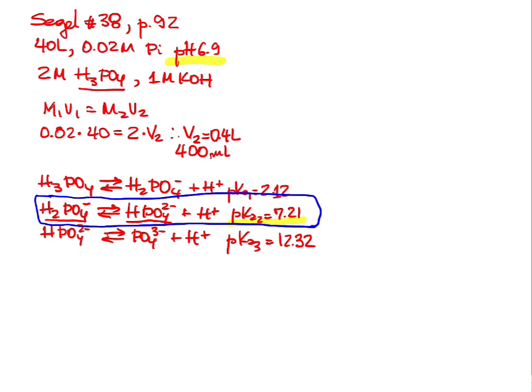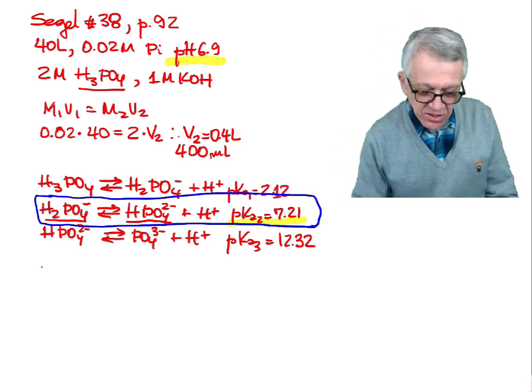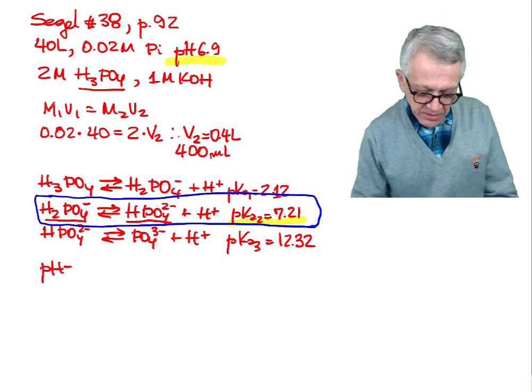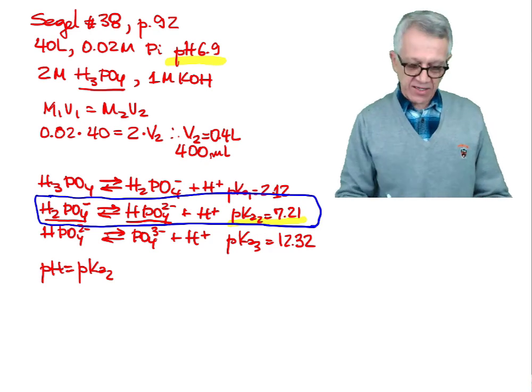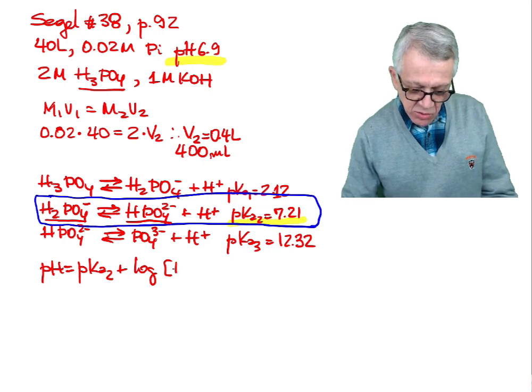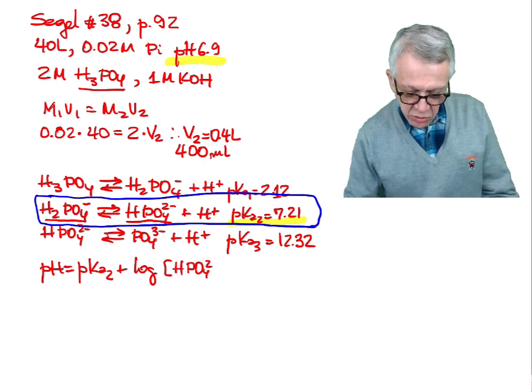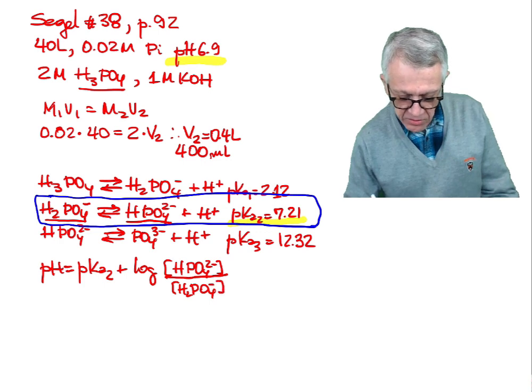How do you go about finding the concentrations of these species? We have an equilibrium here. We know the pH, and we know the pK for this equilibrium. This is a very simple application of the Henderson-Hasselbalch equation, which in this particular case would be pH equals pKa2, right? Because it's the second step of the equilibrium we're talking about, plus log of the concentration of HPO4 2 minus divided by the concentration of H2PO4 minus, correct?